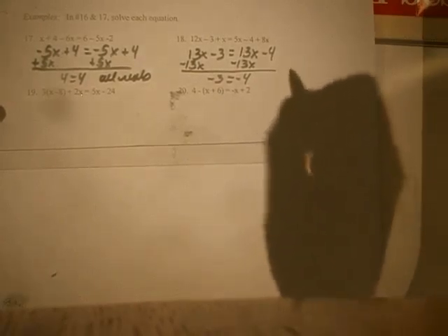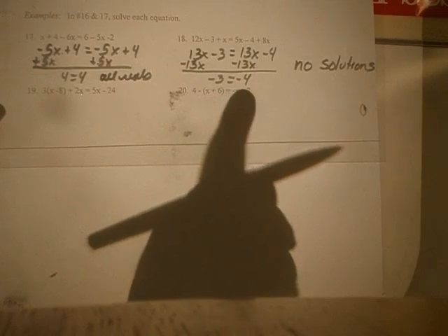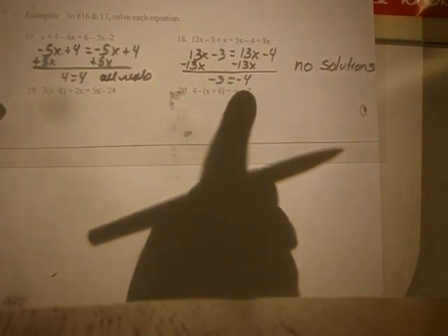Does negative 3 ever equal negative 4? It does not. So this is impossible, and with this one, there are no solutions. And that's called the contradiction. This is a contradiction. Negative 3 equals negative 4. It's not true, so there are no solutions.